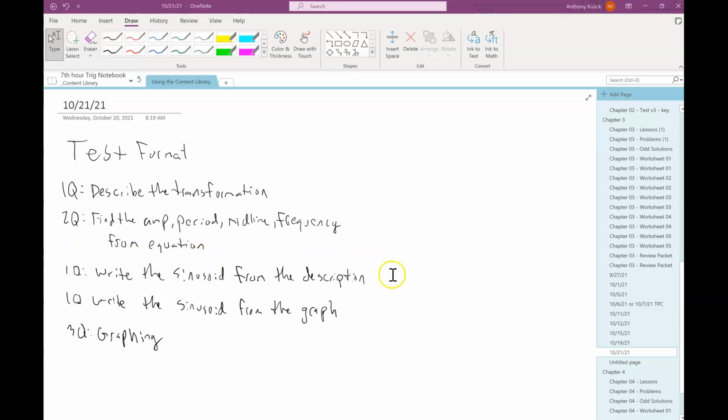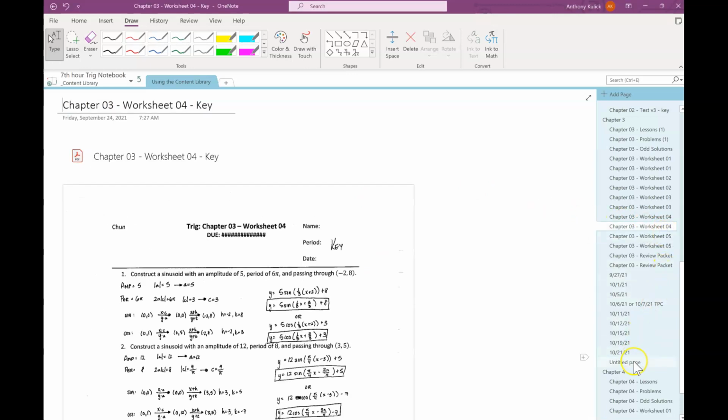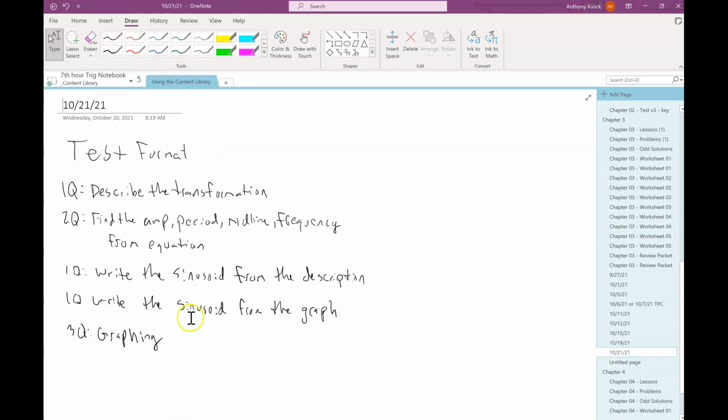You'll have one question where you have to write the equation for the sinusoid from a description, like we did in worksheet 4, I think. Is that the right number? Yeah, I think it is. Like worksheet 4. You'll have one question where you have to write the sinusoid from the graph. So that was like worksheet 5.